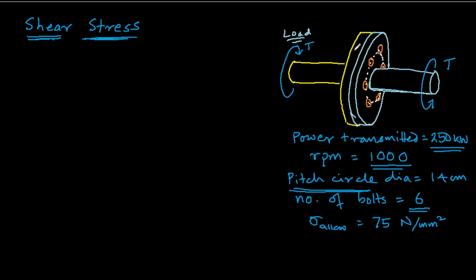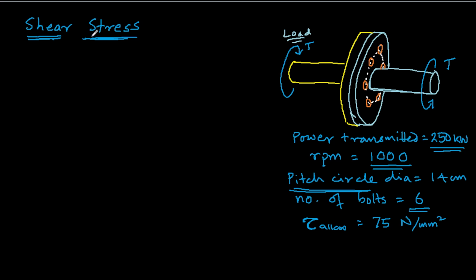The material of the bolts, which are inserted here, has an allowable shear stress, not sigma, this is shear stress, of 75 Newton per millimeter square. So you have to calculate what should be the diameter of each bolt that you should put there. That's why it's called a design problem. You are basically designing the bolt, so what should the diameter be based on shear stress.